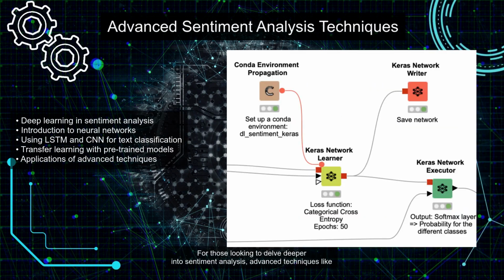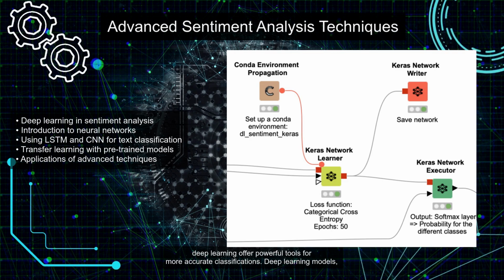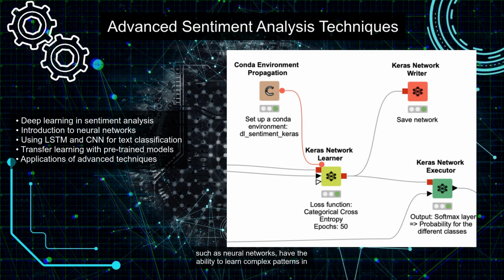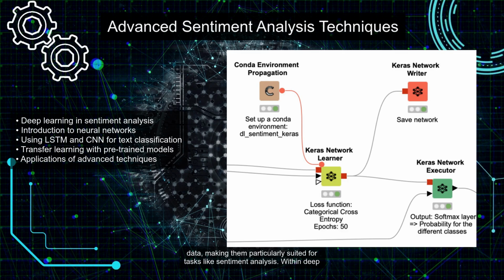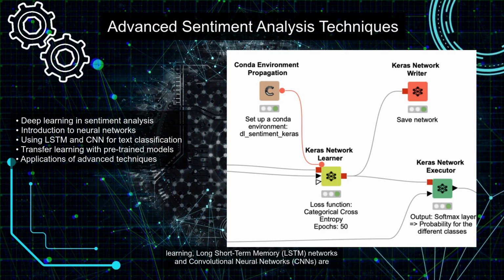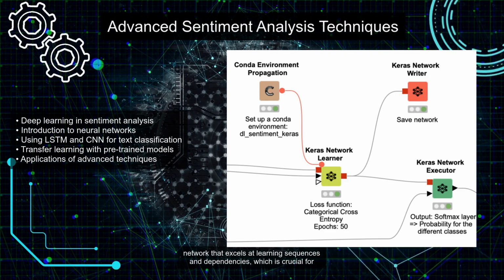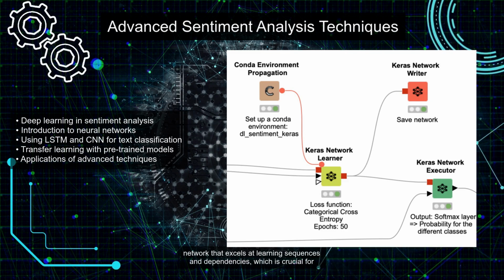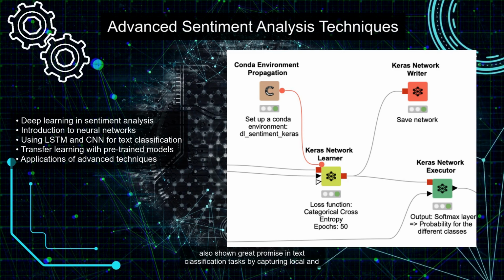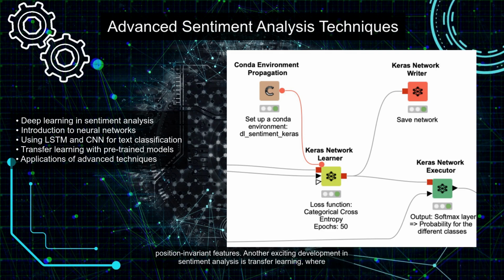For those looking to delve deeper into sentiment analysis, advanced techniques like deep learning offer powerful tools for more accurate classifications. Deep learning models, such as neural networks, have the ability to learn complex patterns in data, making them particularly suited for tasks like sentiment analysis. Within deep learning, long short-term memory, LSTM, networks and convolutional neural networks, CNNs, are popular choices for text classification. LSTMs are a type of recurrent neural network that excels at learning sequences and dependencies, which is crucial for understanding the context in text. CNNs, traditionally used for image processing, have also shown great promise in text classification tasks by capturing local and position invariant features.